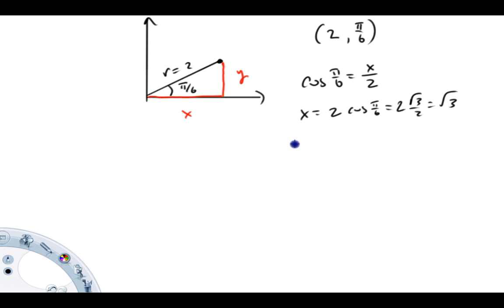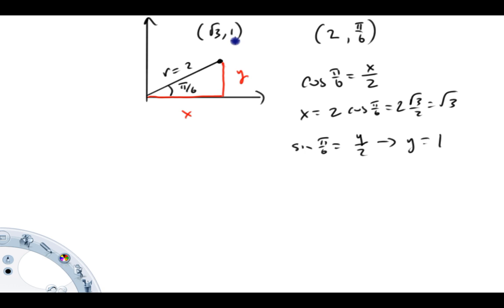Y we can find by using the sine function. The sine of pi over 6 is equal to y over 2. And if we solve this for y, we get 1. So the Cartesian coordinates here would be the point root 3, 1.